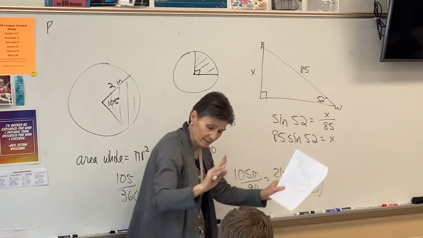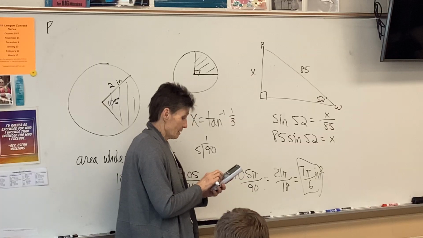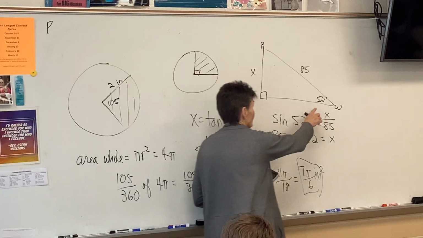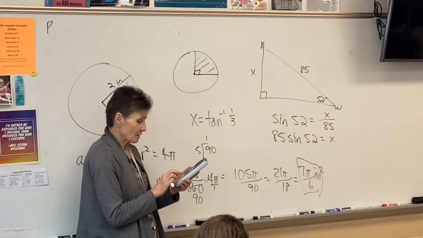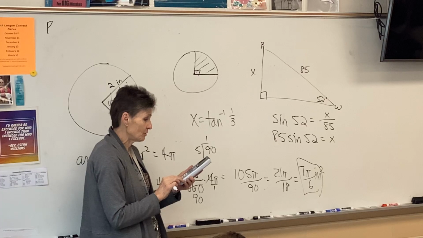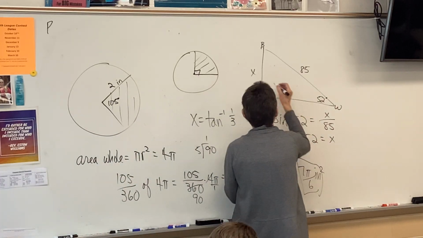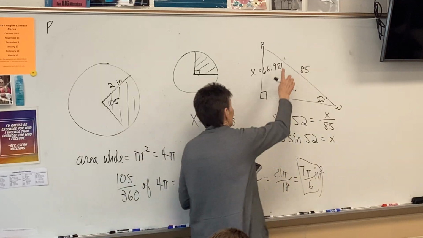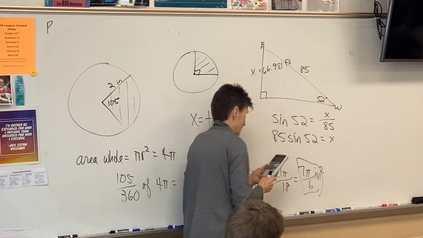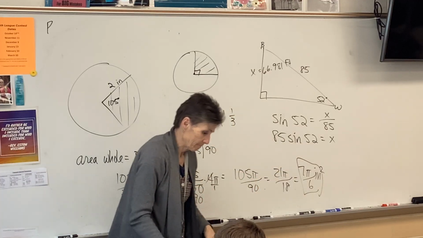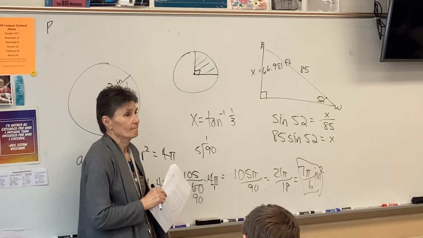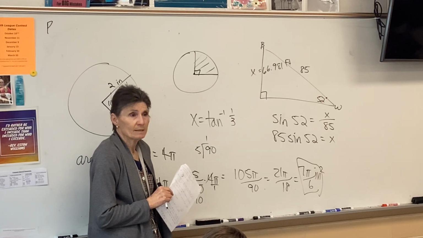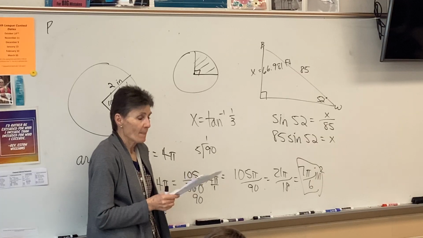Type it in. Now wait a second, that's a degree measure. Yep, I need to switch it back. That's a degree measure, right? 52 degrees. Make sure you're in degrees. So 85 sine 52. I got 66.981 feet. Everybody keeping up okay? All right, let's move on.